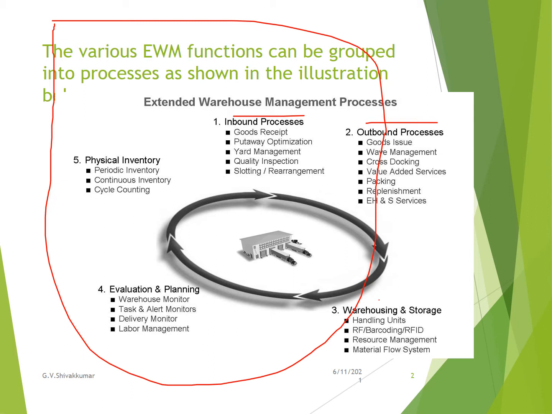In the outbound process we have goods issue, wave management, cross docking, the value added service, nothing but VAS, packing, replenishment, and environment health and safety services, EHS. Then in the topic warehousing and storage, below that we have handling units, RF and barcoding, that is RFID, resource management, and material flow systems. As the fourth topic we have evaluation and planning.